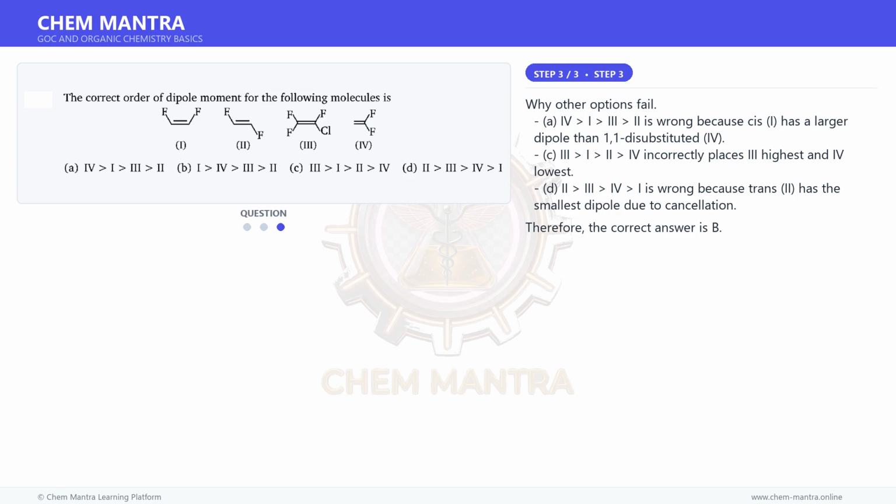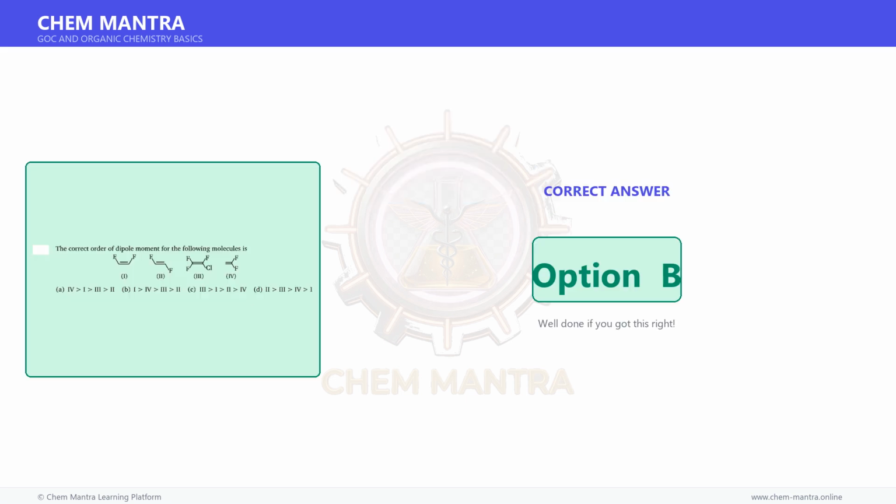And for the final step, why other options fail? A. 4, 1, 3, 2 is wrong because cis-1 has a larger dipole than 1,1-disubstituted 4. C. 3, 1, 2, 4 incorrectly places 3 highest and 4 lowest. D. 2, 3, 4, 1 is wrong because trans 2 has the smallest dipole due to cancellation. Therefore, the correct answer is option B.